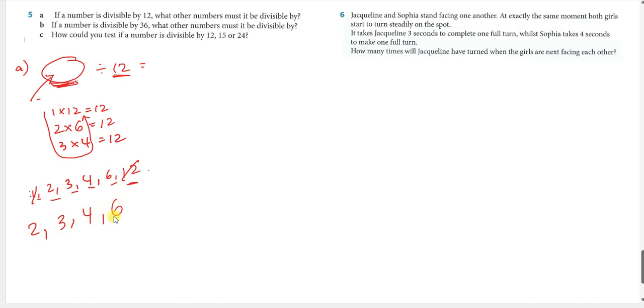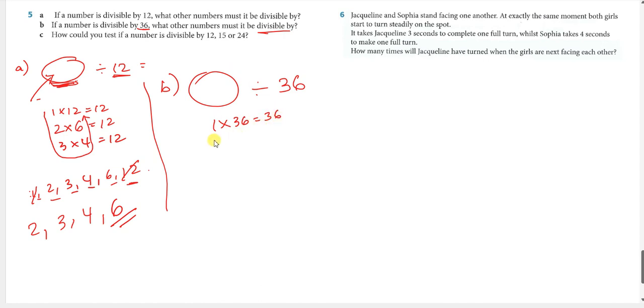I hope I got it clear for you guys. Okay, let's do the B part. If a number is divisible by 36, what other numbers must it be divisible by? Now a number is given and it is divisible by 36. So what we have to do is find the factors of this. So 1 times 36 is equal to 36, 2 times 18, 3 times 12, 4 times 9, and 6 times 6 is equal to 36.